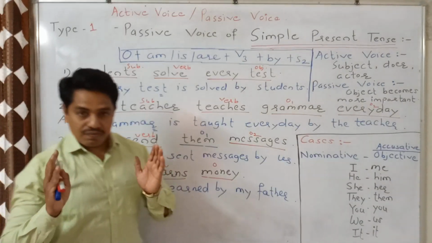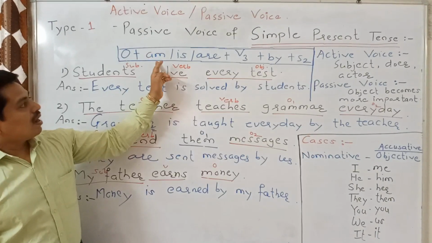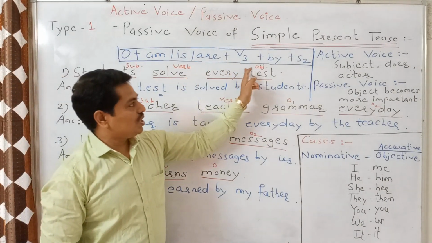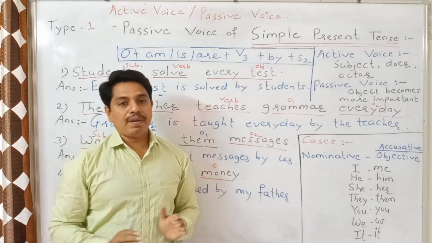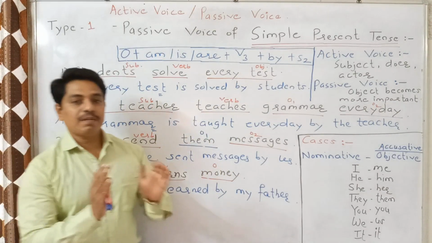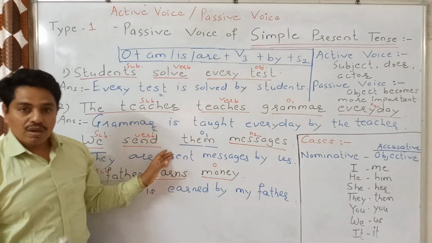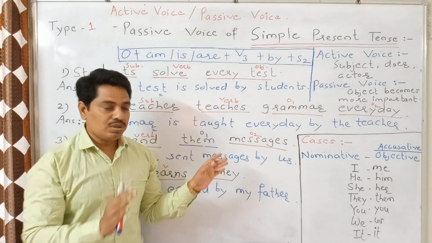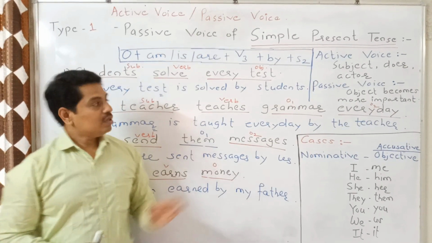So, if we keep in mind this construction, object and is/are, V3, by and S2, we can solve any example given in simple present tense. I hope you all have understood all these sentences very properly and carefully. So let us stop here.